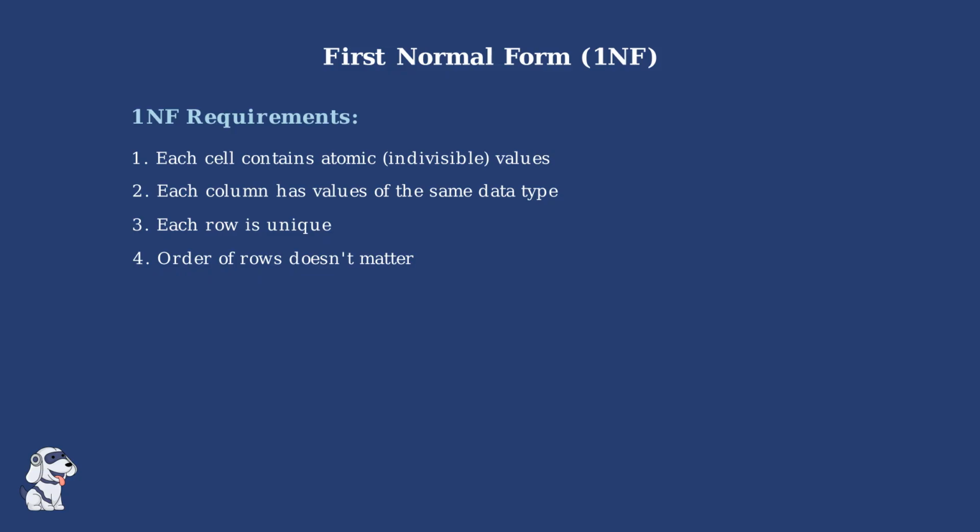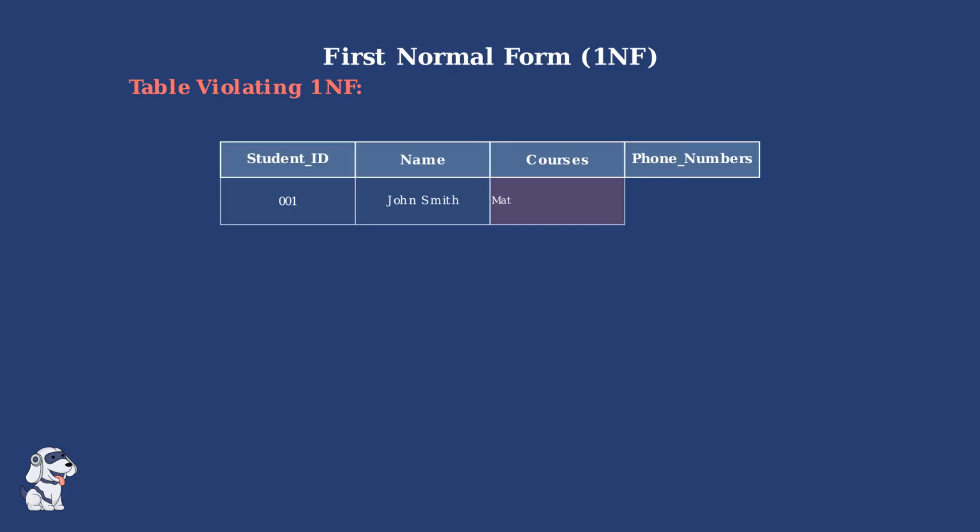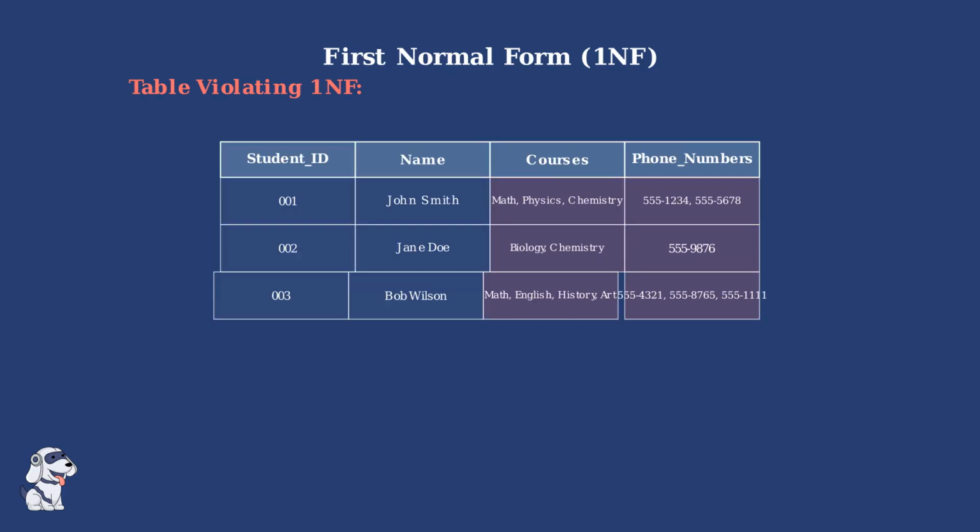Every row must be unique, and the order of rows should not affect the data's meaning. Let's examine a practical example to understand how these requirements work in practice. Here we see a student enrollment table that violates first normal form.